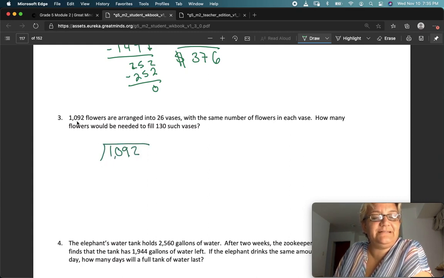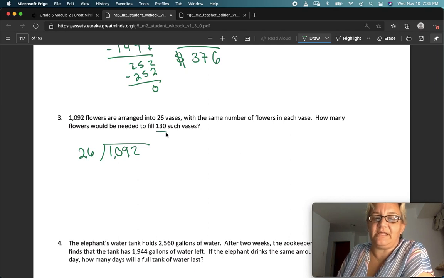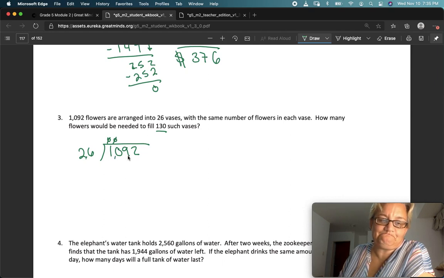Anyway, we have 1,092 flowers, 26 vases. How many flowers would be needed to fill 130 vases? Okay, so this is also a two-part. We're going to see how many flowers they put into each of the vases, and then we're going to multiply that number by 130 to see what we get. So 26 into 1 goes 0 times, right? 26 into 10 goes 0 times. 26 into 109 would go 4 times, right? In my head, I thought of the number 25, and I multiplied it by 4 to get 100. And that's going to work because 26 is only 1 more than that, so it would be 104, right?